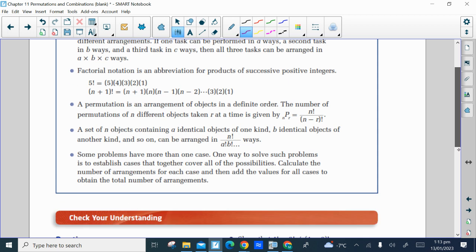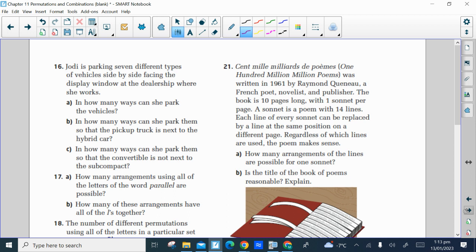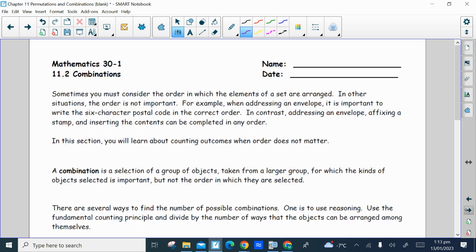Okay, so that deals with permutations. We're going to start combinations. We've been saying that permutations are used when order matters. When order doesn't matter, that's where we use combinations.